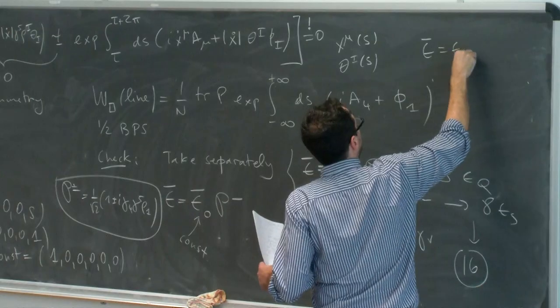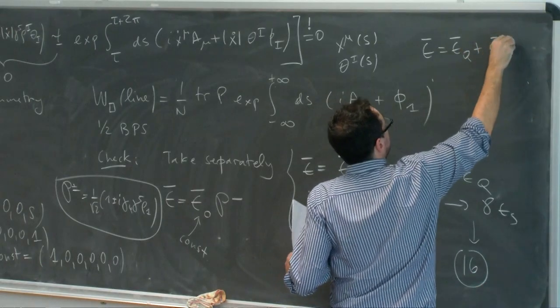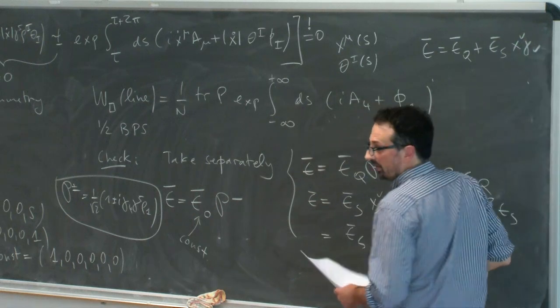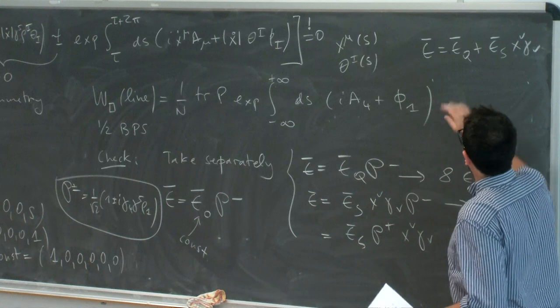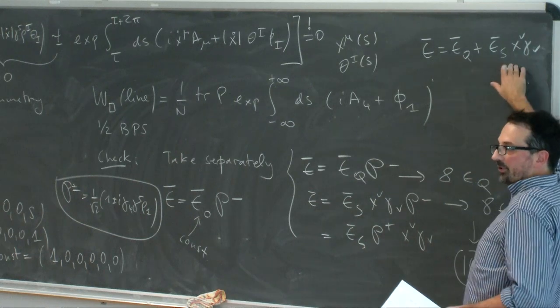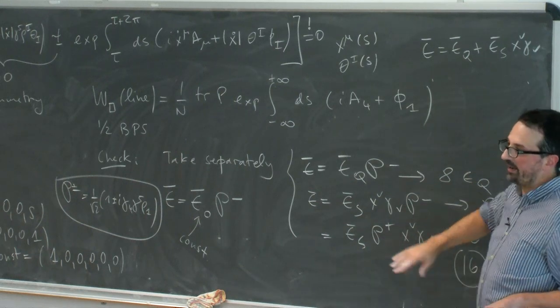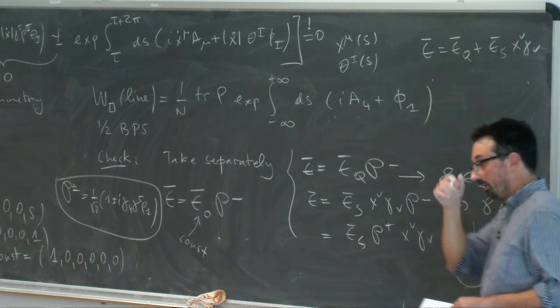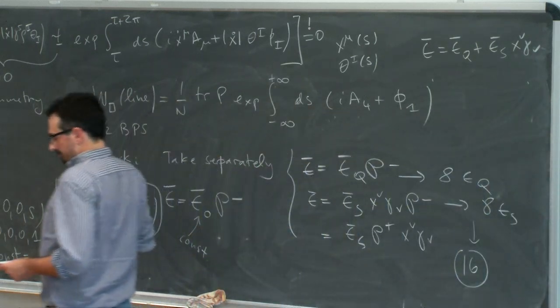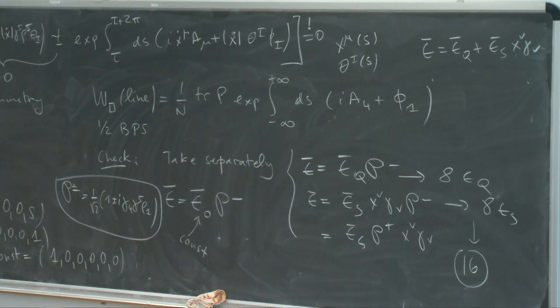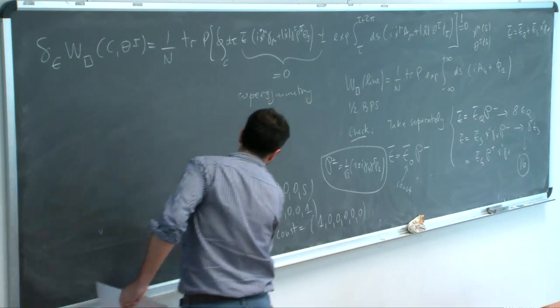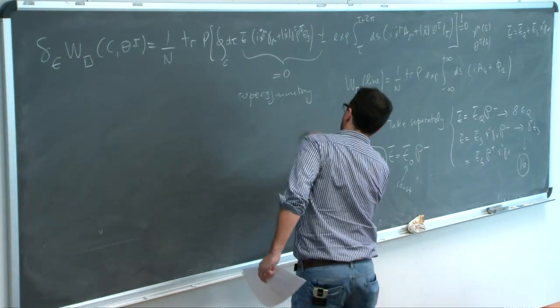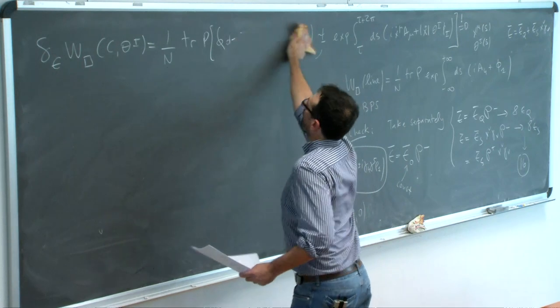So epsilon has to be an epsilon Q plus epsilon S x nu gamma nu. But for this very simple case of the line, I can turn off one or turn off the other separately, and I find that they are separately solutions. But now, as I guess Leo was alluding to, this is not always the case. Sometimes you have to consider all of them at the same time.